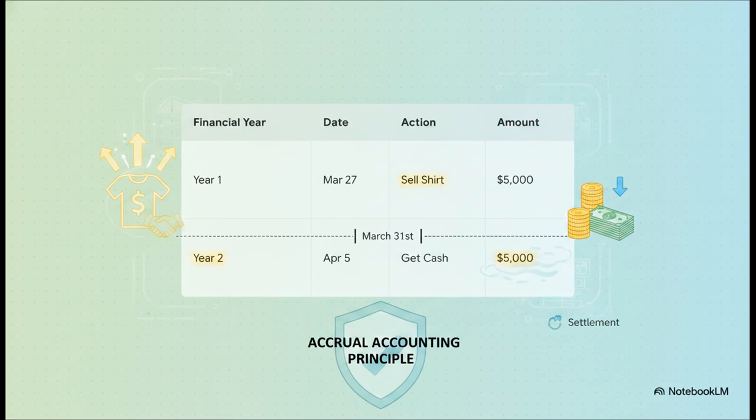That $5,000 revenue belongs entirely in financial year 1. Why? Because the transaction actually occurred in year 1. The contract was executed, the shirt was delivered, the revenue was earned. This is utterly independent of when the cash finally clears your bank in April. The cash is just the settlement. That earning happened back in March.